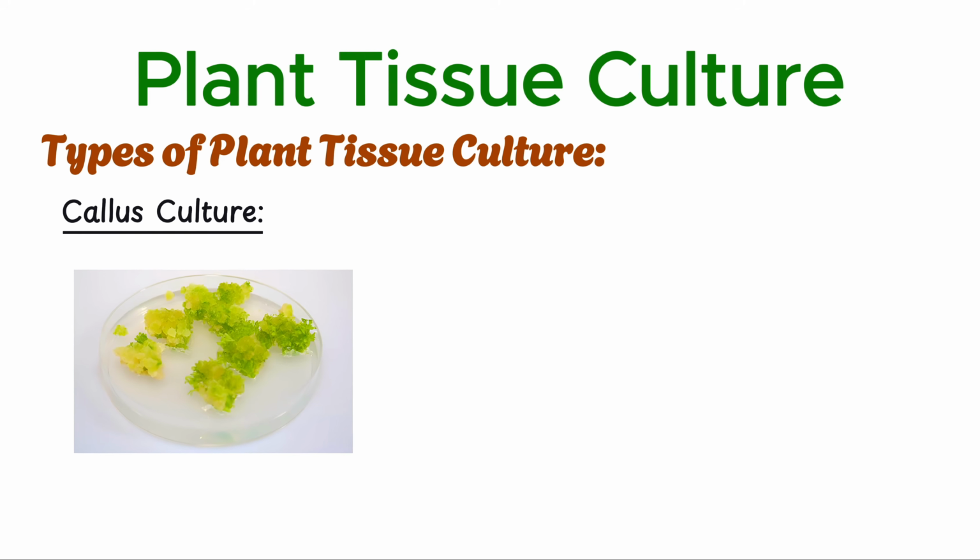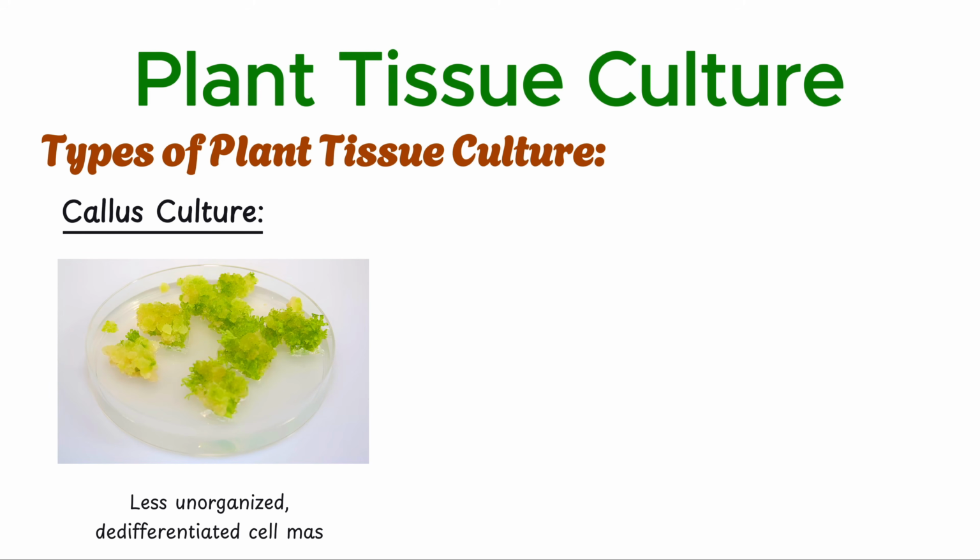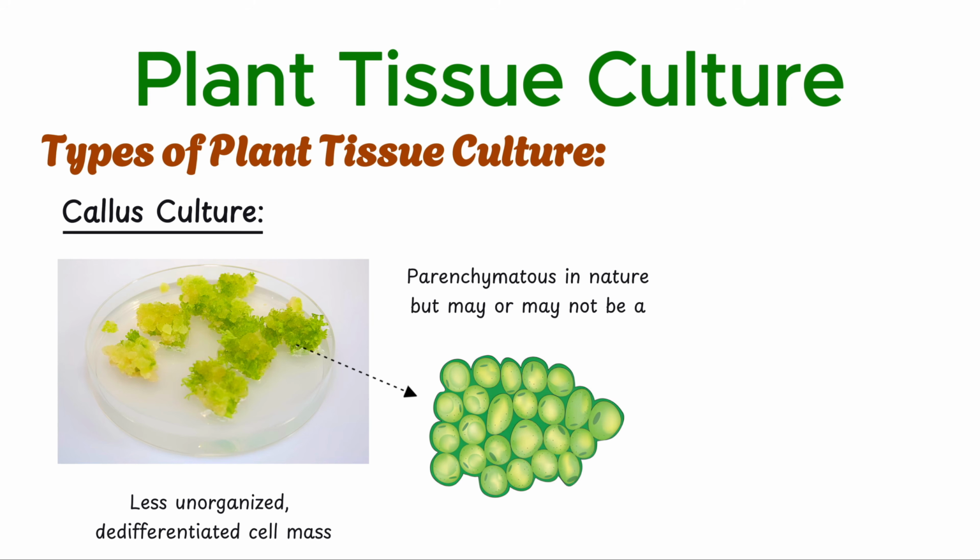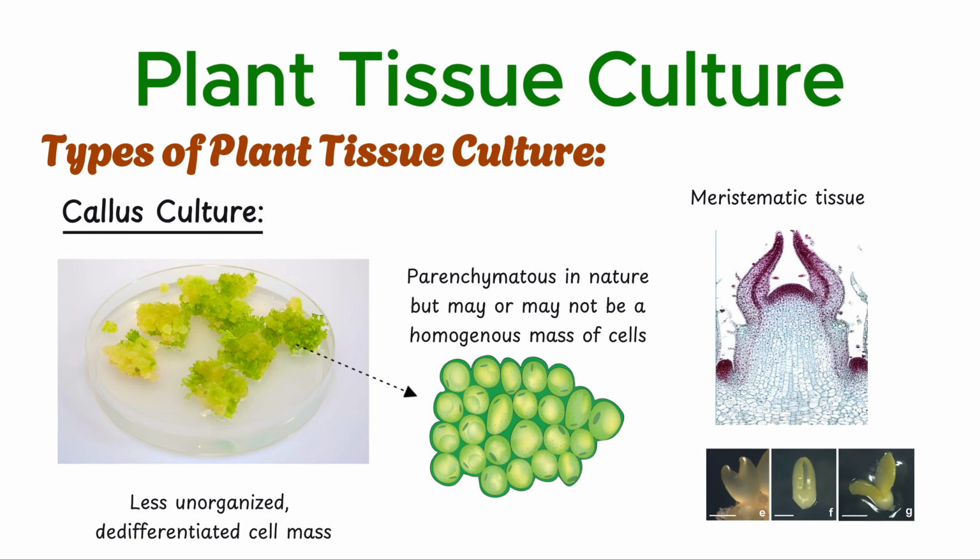Next is callus culture. Callus is basically a more or less unorganized, differentiated mass of cells arising from any kind of explant under in vitro cultural conditions. The cells in callus are parenchyma in nature, but may or may not be a homogeneous mass of cells. They are meristematic tissue, and under special circumstances, they may be organized into shoot primordia or develop into somatic embryos.